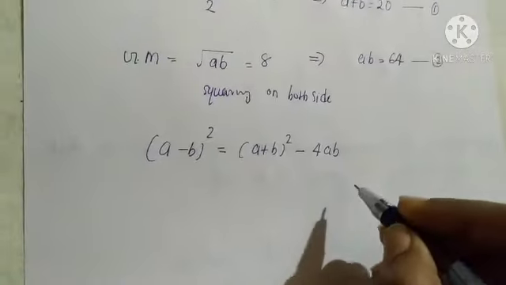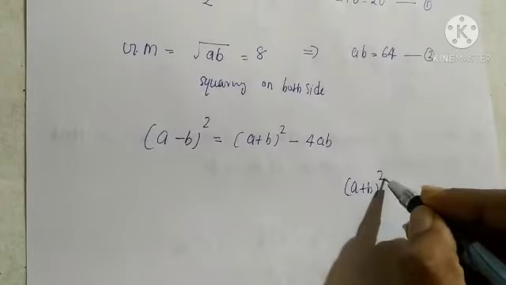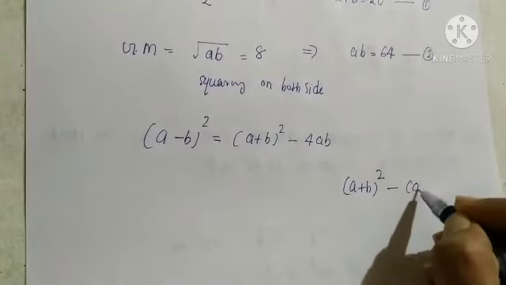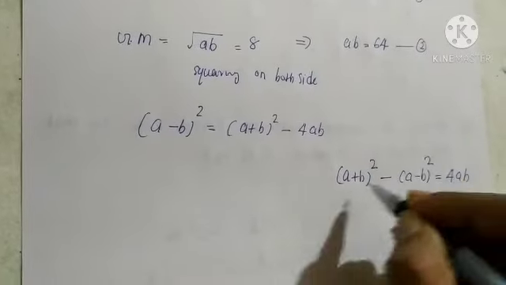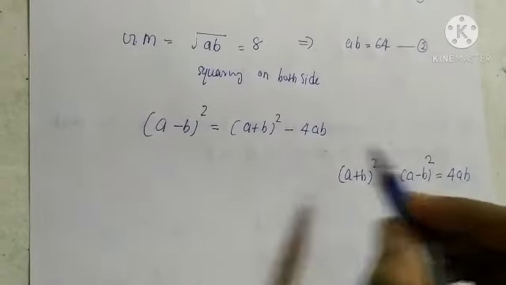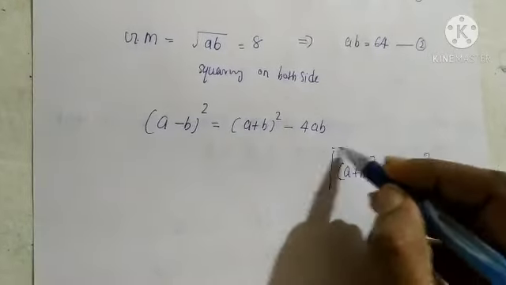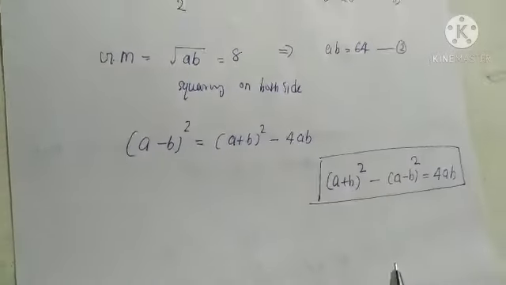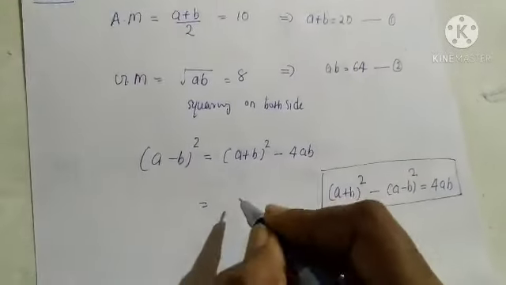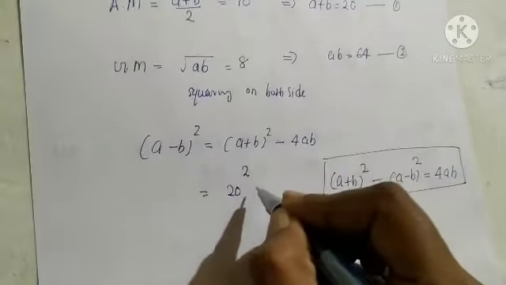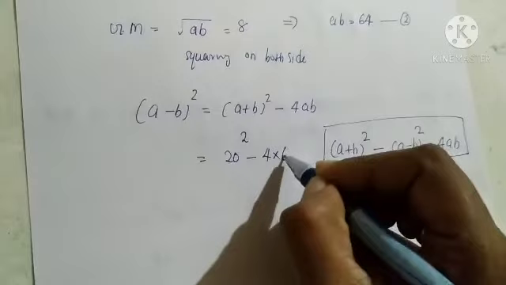And also use the formula A plus B whole square minus A minus B whole square is equal to 4AB. So from this we get A minus B whole square is equal to A plus B whole square minus 4AB. Here we know the value of A plus B as 20, so substituting the value of 20 here, minus 4 into, again, the value of AB, which is 64.